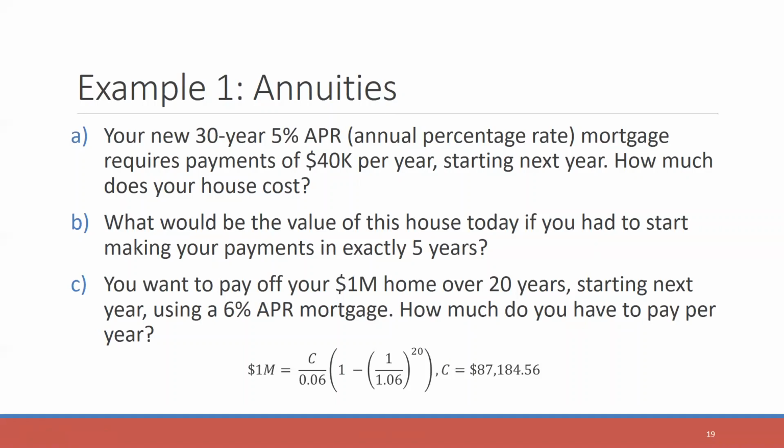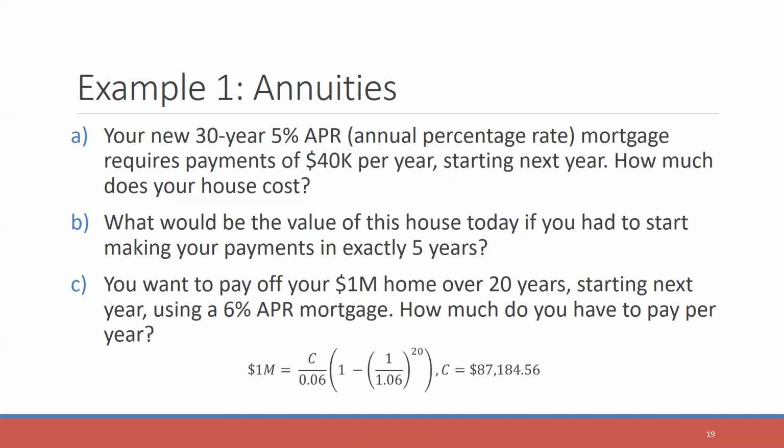Okay, so your new 30-year 5% APR mortgage requires payments of $40K per year starting next year. How much does your house cost? So what do we have? We've got our C, which is 40K. We've got our R, which is 5%, 5% APR. And we also have our N. We know that this is going to be for 30 years. So we can just set it into our annuity formula and find the present value.